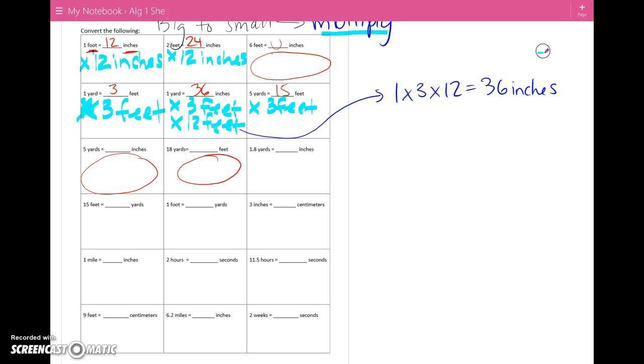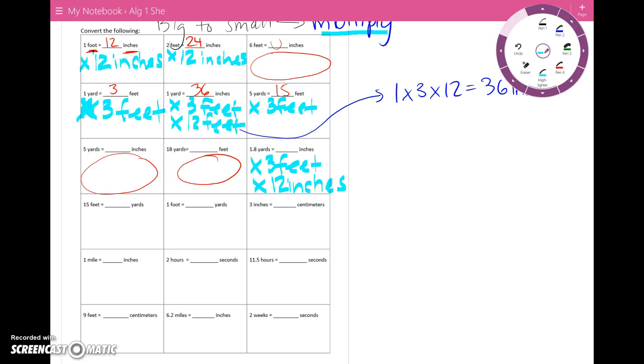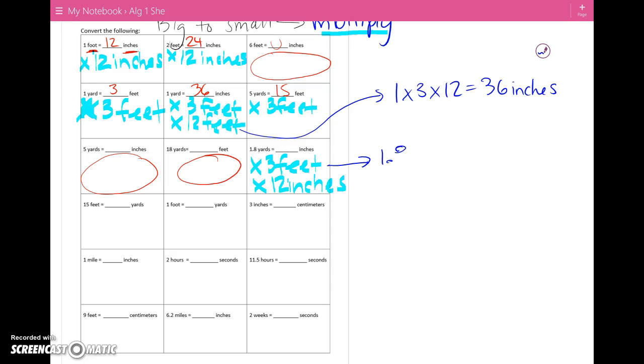So we're going to multiply times feet first, because we're going to go from yards to feet to inches. So yards times 3 feet in 1 yard times 12 inches in 1 foot. So now all I have to do is multiply it. 1.8 times 3 feet times 12.